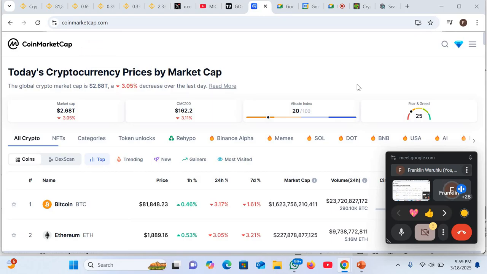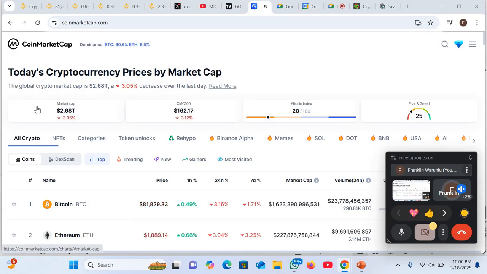We said that CoinMarketCap involves data. It provides prices. They also have charts. And that is exactly what I'm going to show you on this page. So when you open CoinMarketCap, you'll see that the first thing is the total market capitalization of cryptocurrencies, which is around 2.6 trillion. That is well captured on your top left.